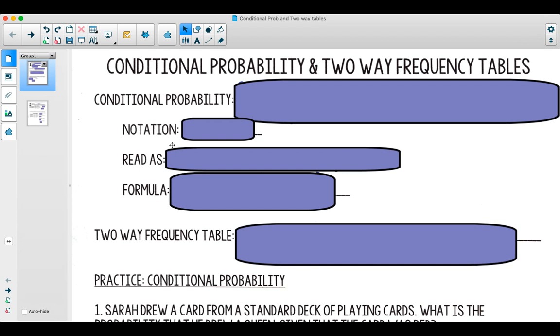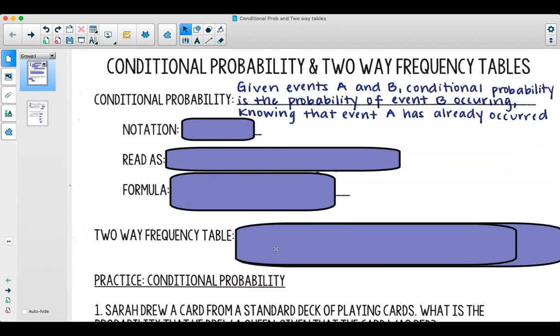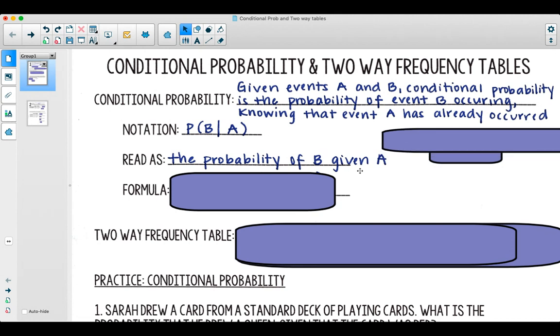Okay, today what we're going to do is look at conditional probability and two-way frequency tables. So the first thing we're going to look at is a few definitions. Conditional probability: given events A and B, it is the probability of event B occurring, knowing that event A has already occurred. Our notation is the probability of B given A, and we're going to write it with that slash right down the middle.